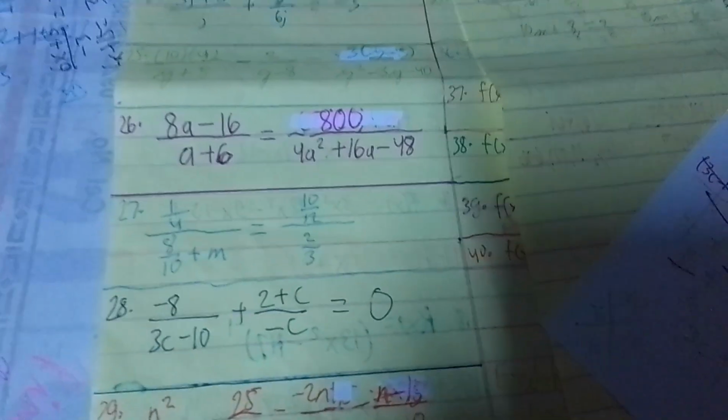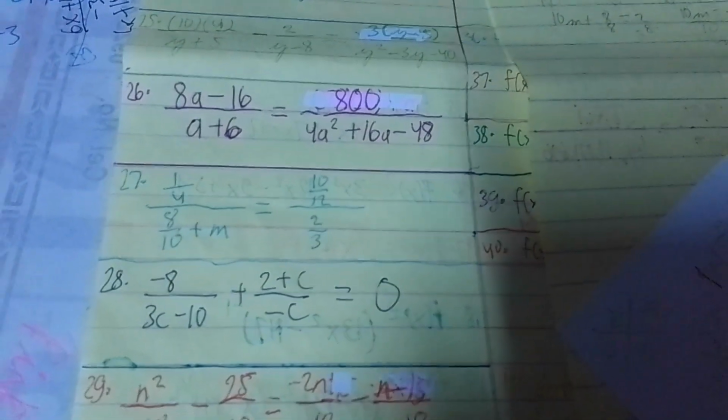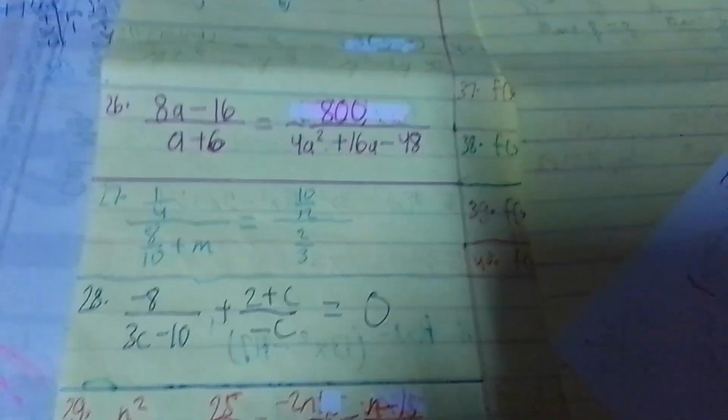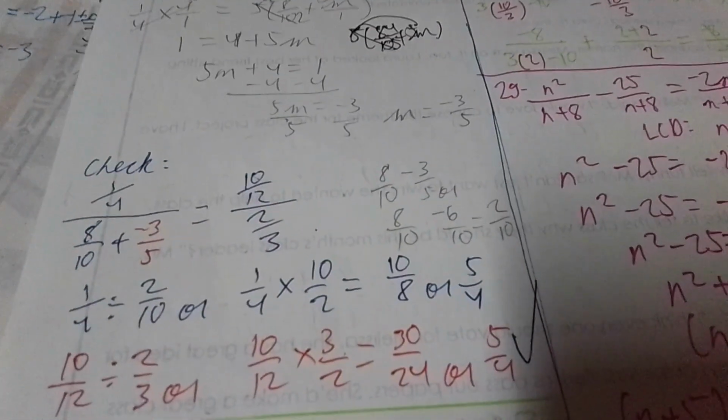For number 8, the problem is a bit tricky. We have -8 all divided by 3c minus 10 plus 2 plus c. Okay, before that, let me check the solution. To show you what I did, this is it.